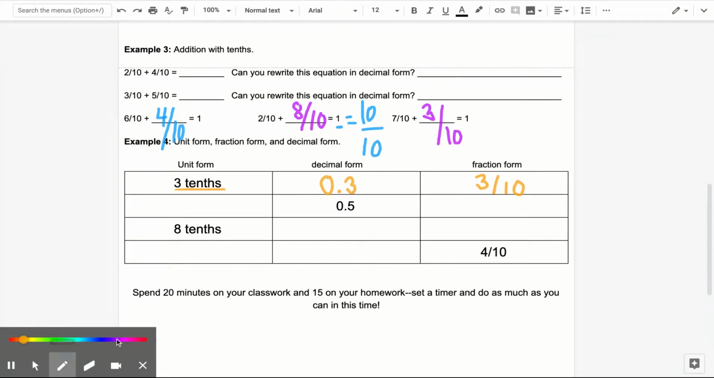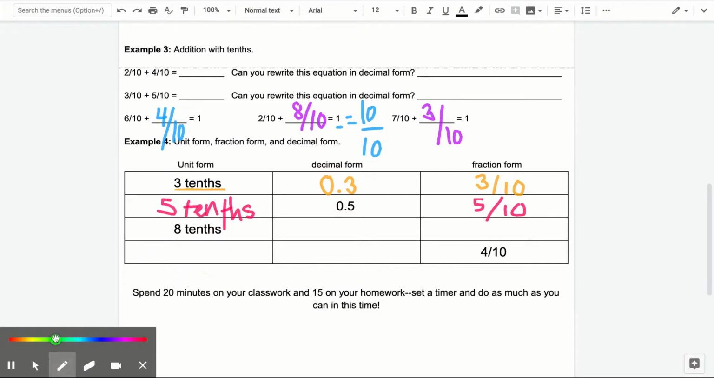Not too bad. All right, so my next one, I have 0.5 as my decimal, which is 5/10, which gives me my unit form answer, 5/10. Oops. I imagine my handwriting will get better as we do this every day. My fraction form of 5/10 would just be 5/10.